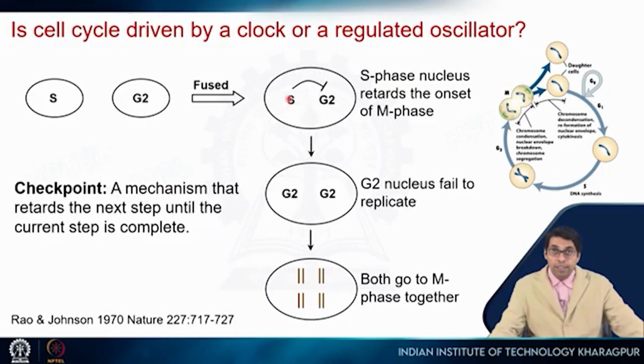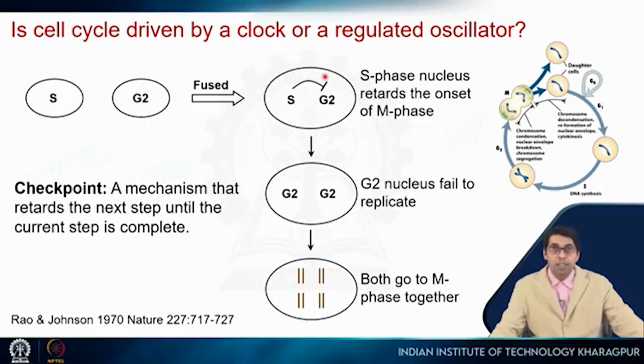Now, the question was, can they exchange material between each other and can they influence each other? You would expect that this one is in S phase, this one is already done, so it can proceed to the M phase, but that is not what happened. This somehow retarded the progression of G2 into the M phase. Once DNA replication is completed and it goes into G2, they both together go to the M phase. So, it means that whatever factors are here can diffuse into this nucleus and inhibit it from going into the M phase, right.